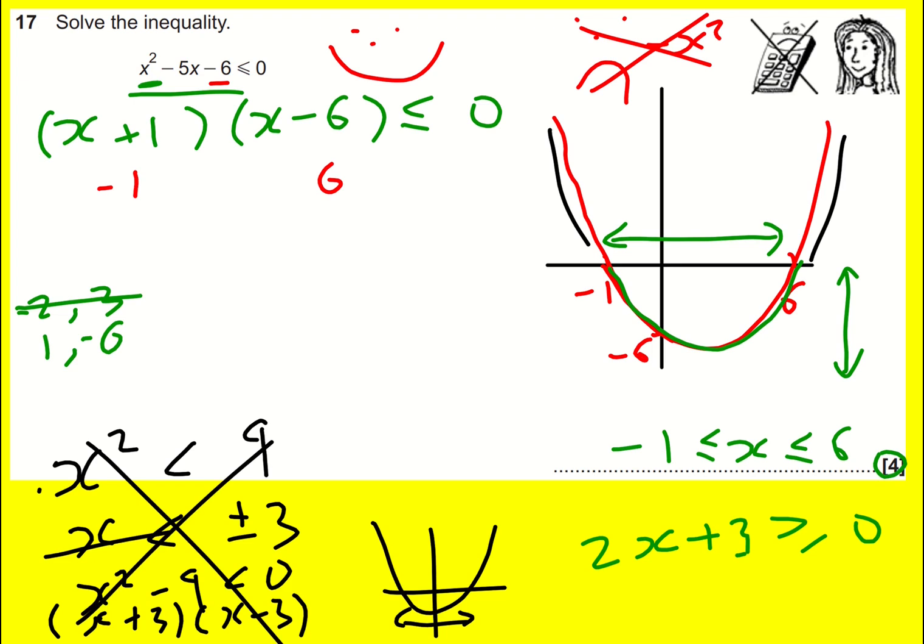Kind of went off on one a little bit there, but basically my summary is: treat it like a quadratic equation by factorizing it and getting the roots, sketch the graph, and look at the region you're interested in, and then it will fall out and you can be happy with your quadratic inequalities.